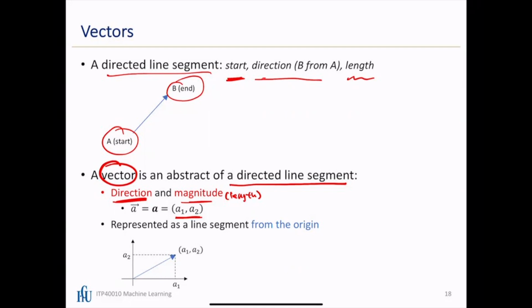And in case you want to visualize a vector, it is represented as a line segment, but we suppose all the vectors are starting from the origin. So starting from this origin, we can imagine it is going to somewhere at coordinates A1 and A2, and that looks like this.